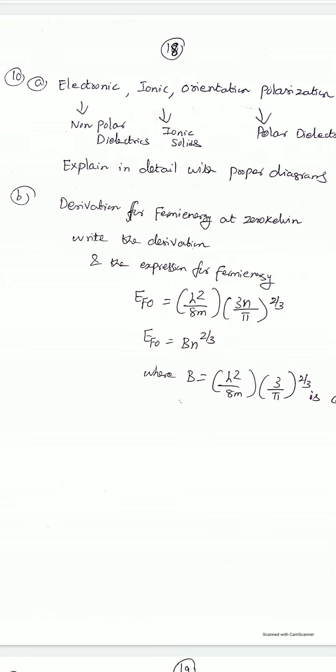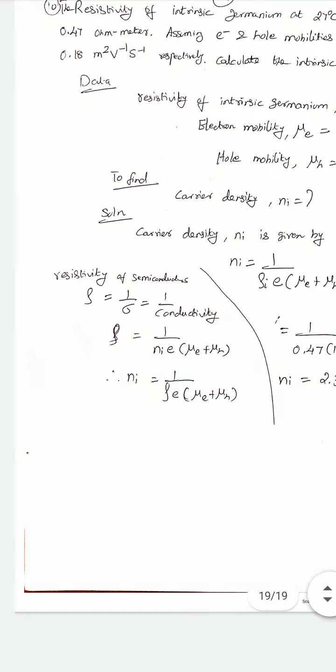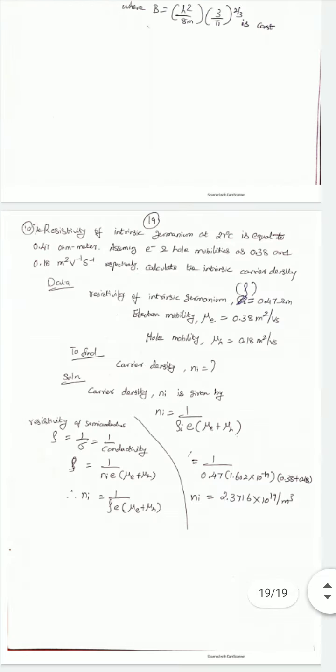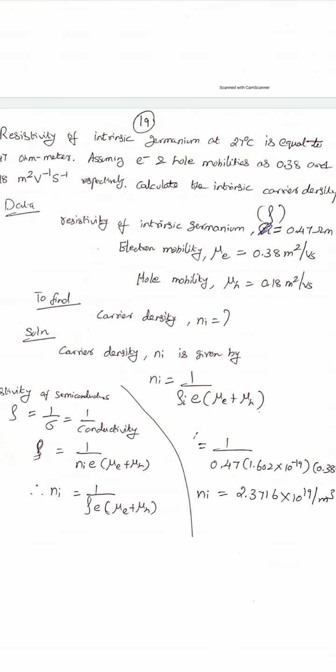Then one problem is given here. The resistivity of intrinsic germanium is given. You can see here, resistivity is mentioned as rho equals 0.47 ohm meter. Then electron mobility mu e and hole mobility mu h are given. Here the question is we have to find out the carrier density Ni.